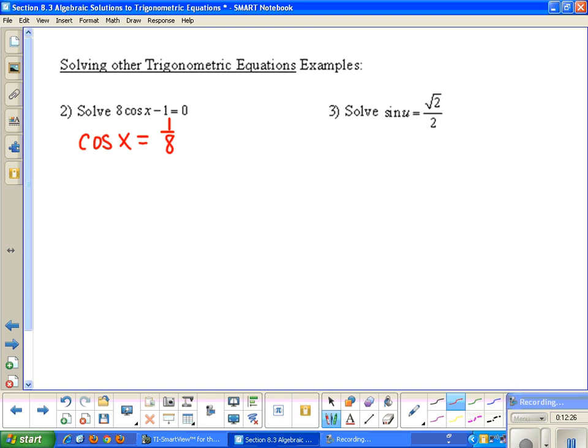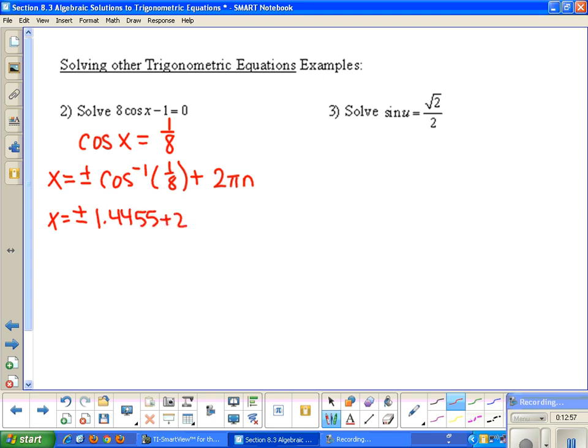So if I want to find my solutions, I know that x is going to be equal to, because it's in between negative 1 and 1, plus or minus the cosine inverse of 1/8, plus my period of my function, which I know is 2 pi n. So in this case, I know that x on my calculator is going to be equal to plus or minus, because that's going to be my two solutions, 1.4455 plus 2 pi n. And I suggest that you also plug these into your calculator as we're doing these so that you can check to make sure you're getting the same answers that we are getting. So these would be my two solutions, and of course I could check that using my graphing calculator.